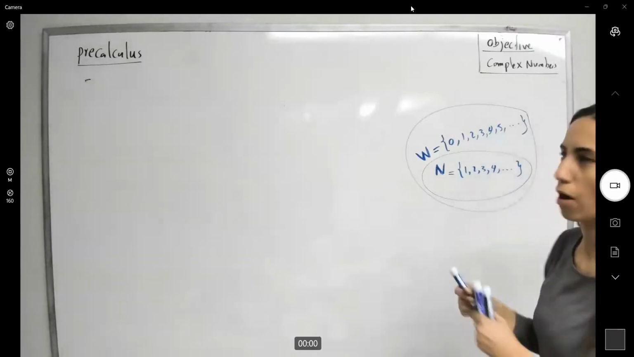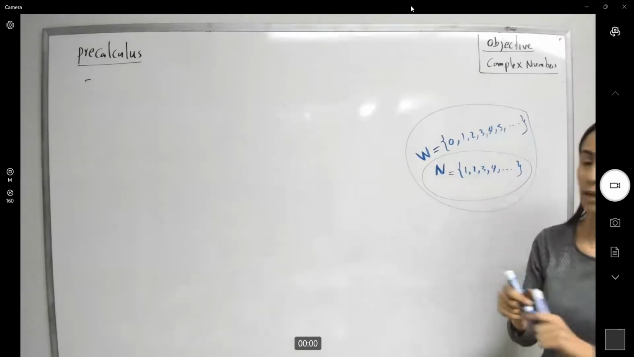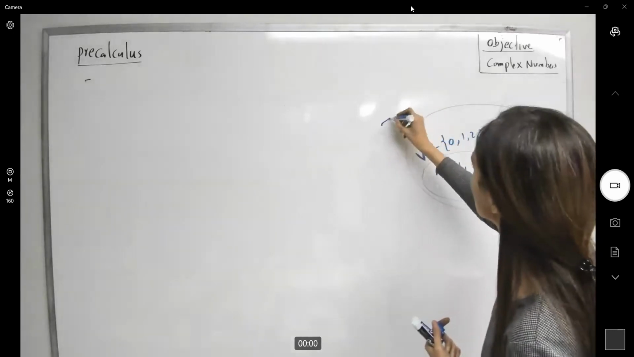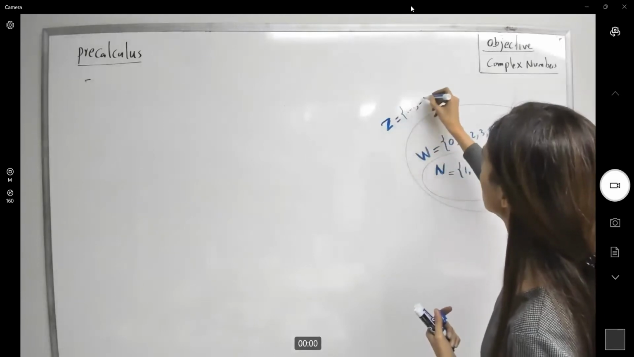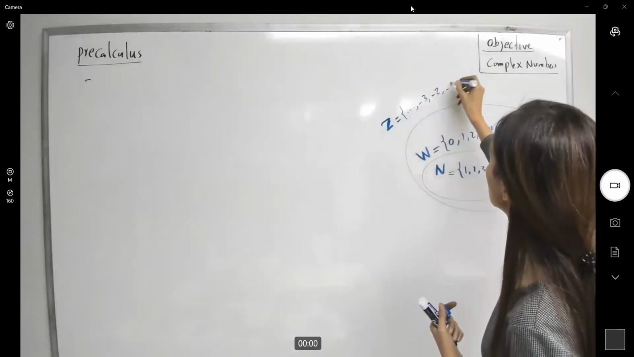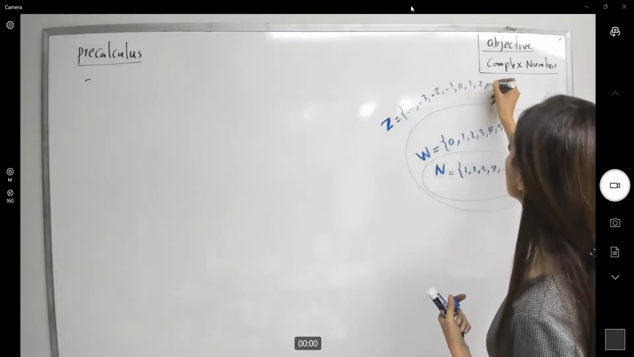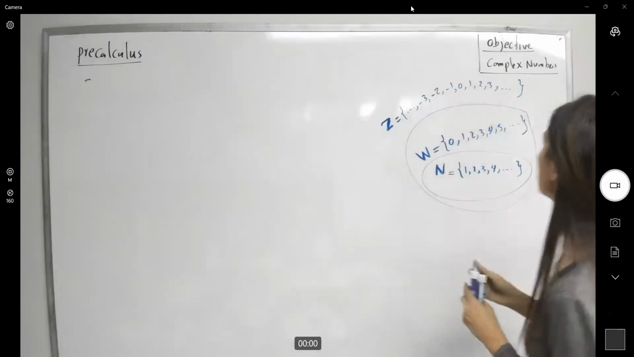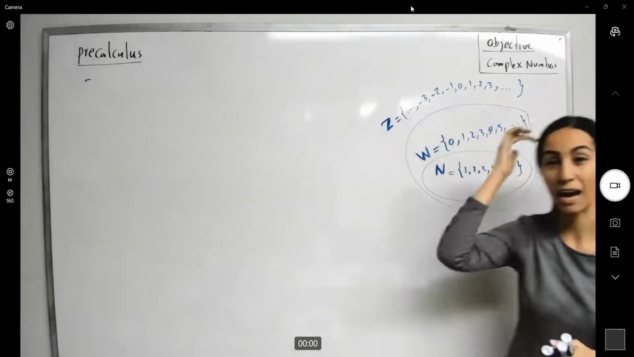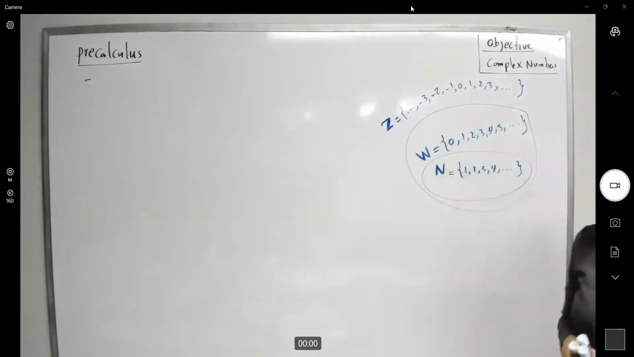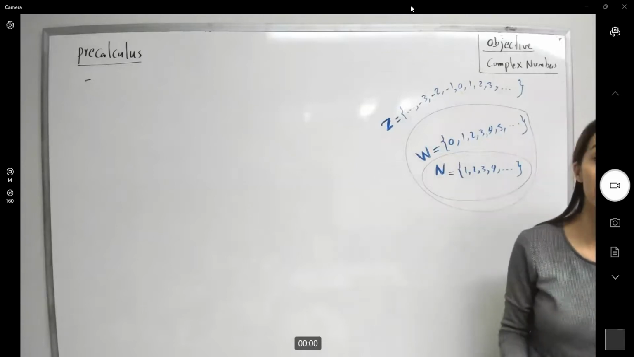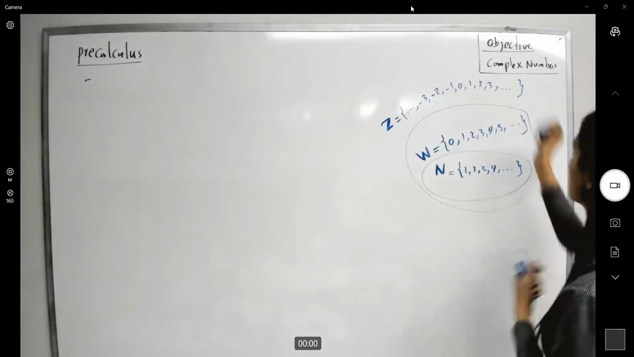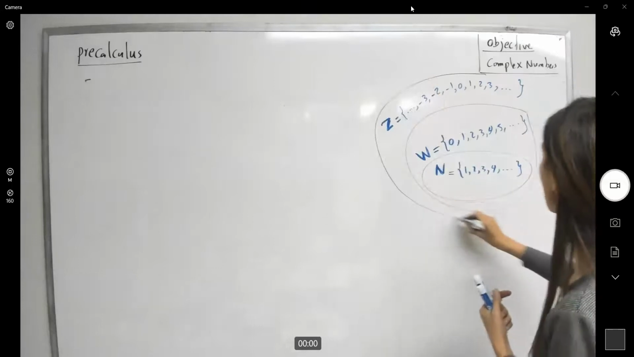So for integers, you either use Z or I. Z is -3, -2, -1, 0, 1, 2, 3, and the rest of them. Then we see we don't have any, for example, fractions here. We don't have any pi. We don't have any square root. We define rationals and irrationals.